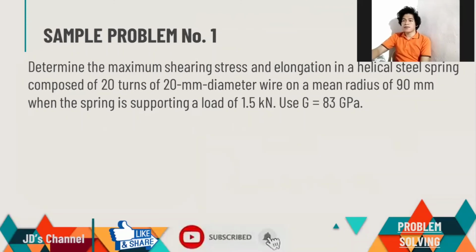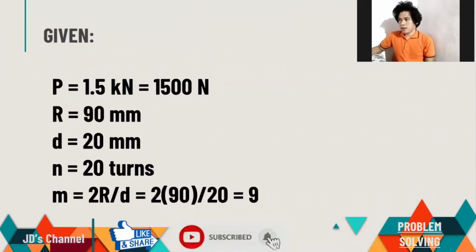So let's now solve the problem. Let's proceed to the given. We have P, or our applied force, that is 1.5 kN. Like what we did in previous problems, we convert to units that we can cancel right away so the computation is quicker. So, P is in Newton now, the radius is in mm, the diameter is in mm, and the turns.